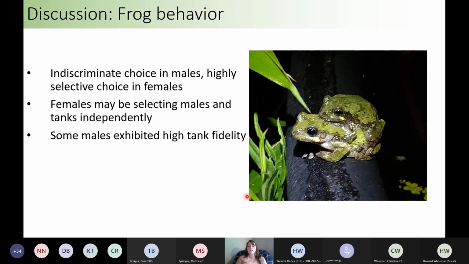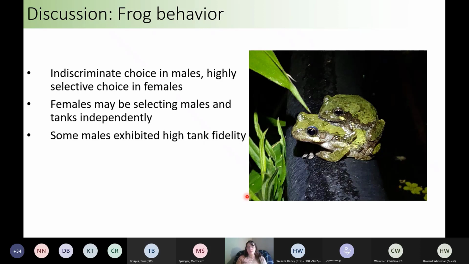Alrighty, so we saw indiscriminate choice in males, a 50-50 split. It didn't seem like there was any preference one way or the other with the males. And then we saw highly selective choice in females. Going into this experiment, one of the questions we had was, would females be selecting for males or would they be selecting for tanks? I think we actually got the answer to this question, and it's pretty cool.